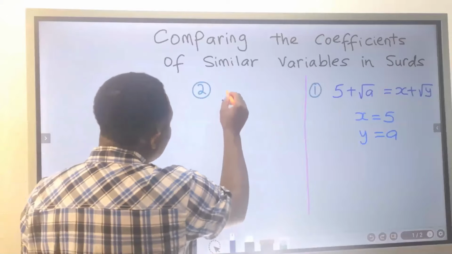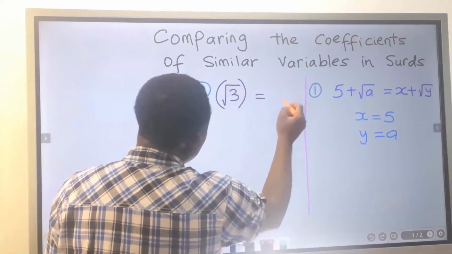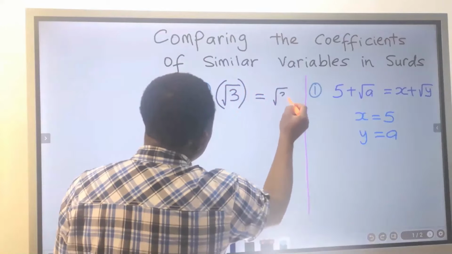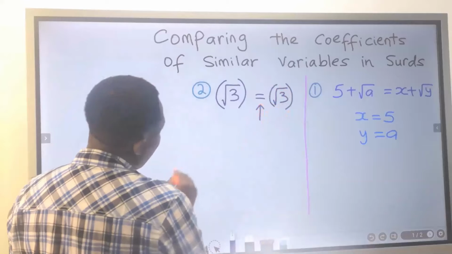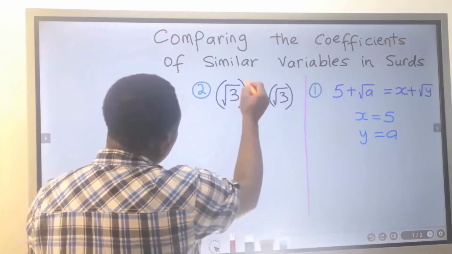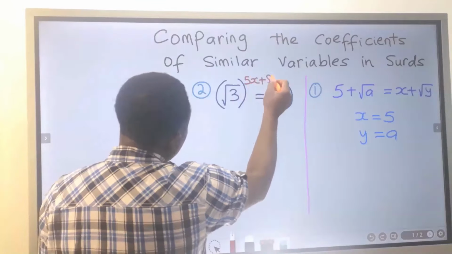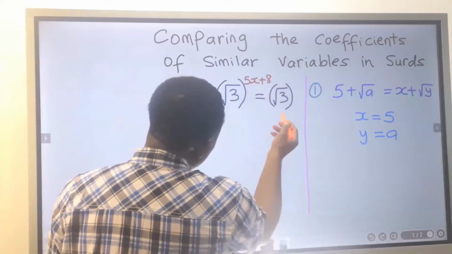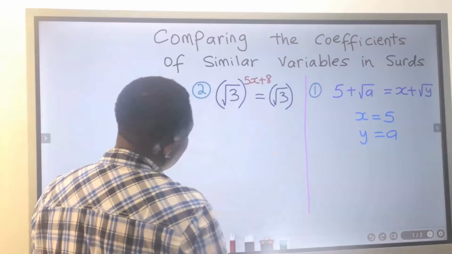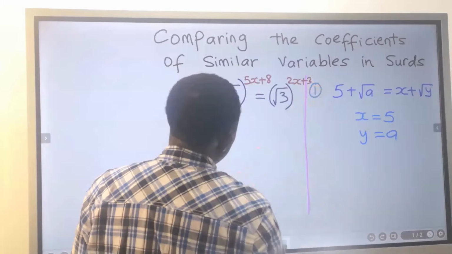Next, if we have the square root of 3 on this side and we also have the square root of 3 on the other side of the equal sign, and at the power we have 5x plus 8 on this square root of 3, and on this square root of 3 we have 2x plus 3.